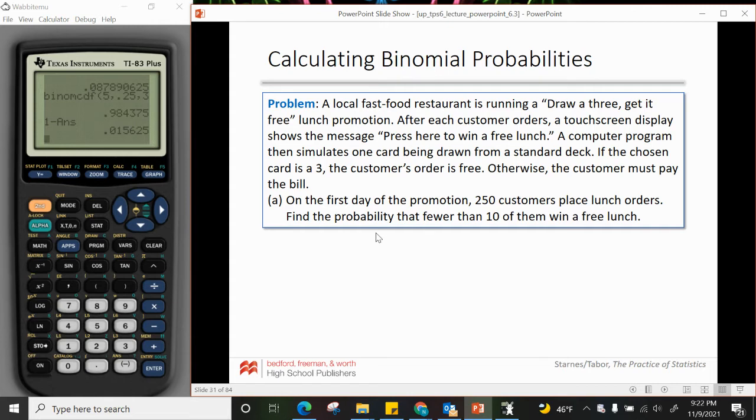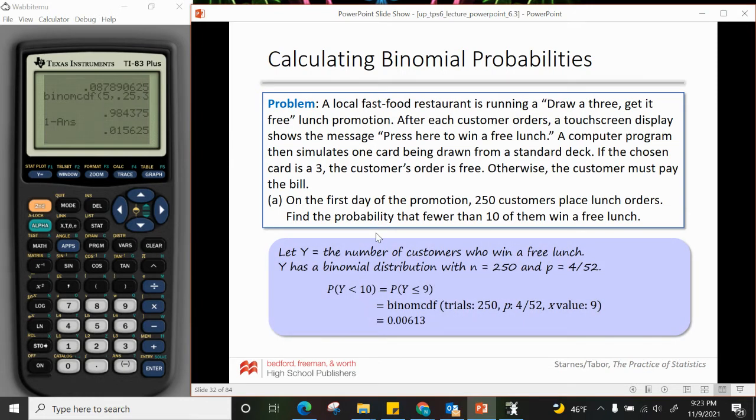So let's take a look. A local fast food restaurant is running a draw a 3 get it free lunch promo. After each customer orders, a touchscreen display shows the message, press here to win a free lunch. A computer program then simulates one card being drawn from the standard deck. If the chosen card is a 3, the customer's order is free. Otherwise, the customer must pay for the bill. On the first day of the promotion, 250 customers place lunch orders. Find the probability that fewer than 10 of them win a free lunch.